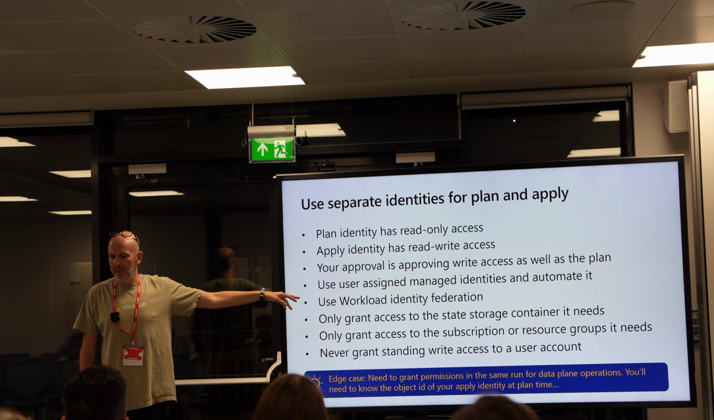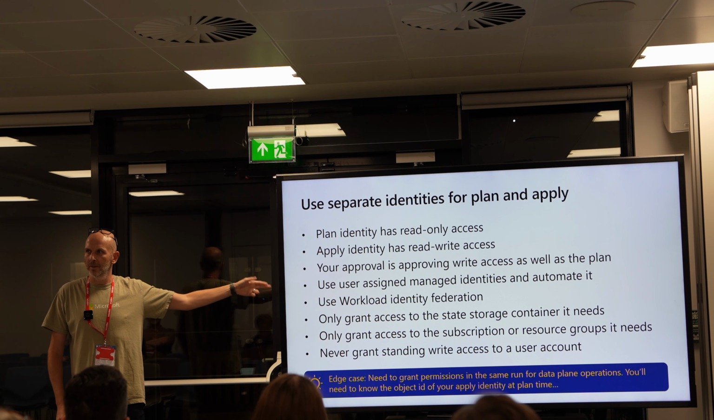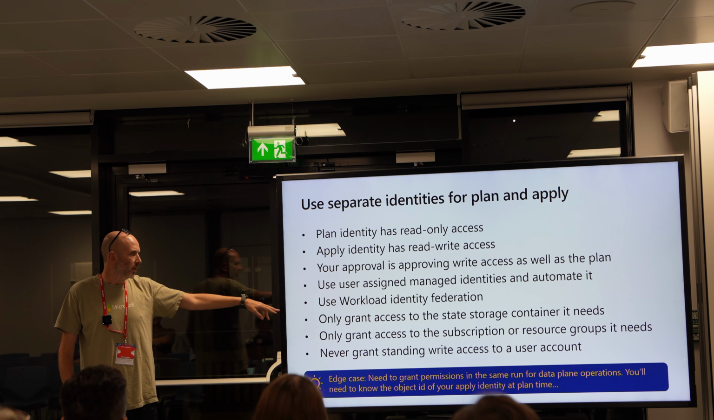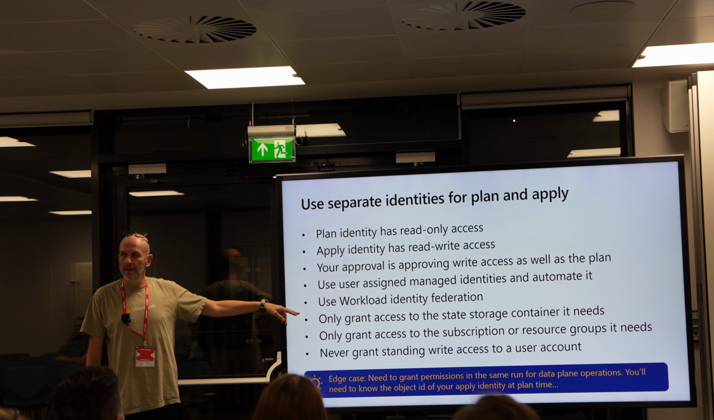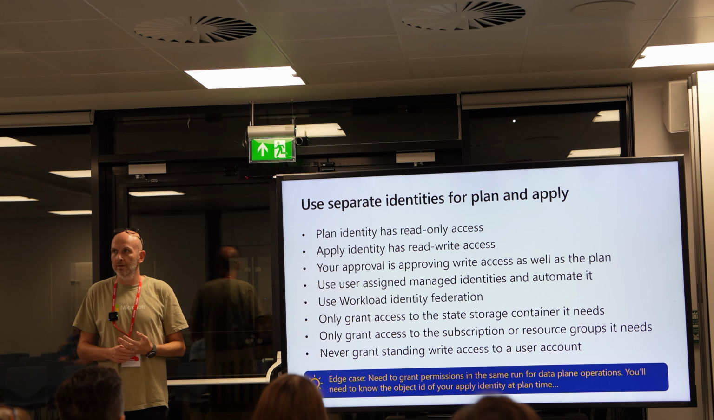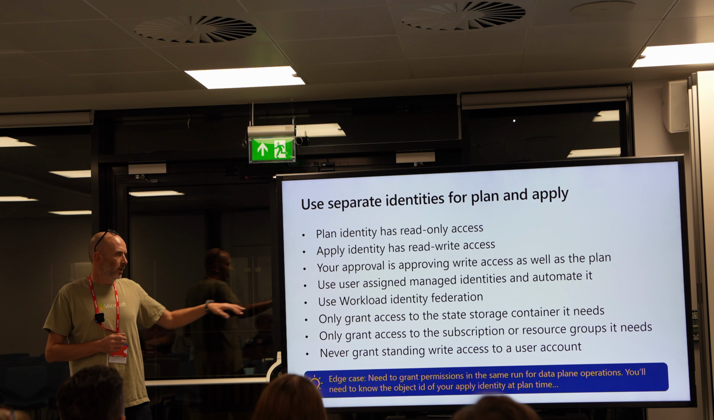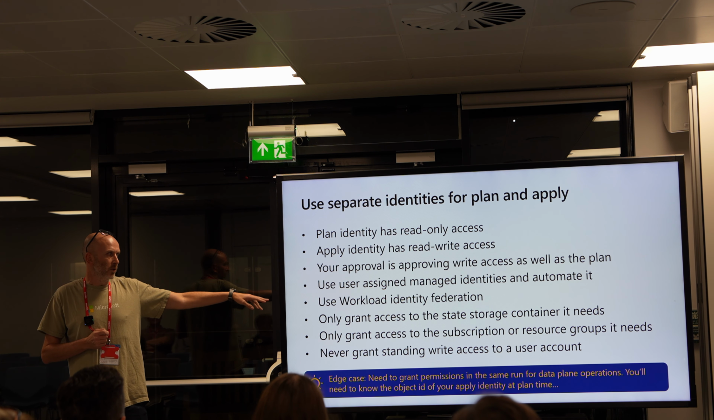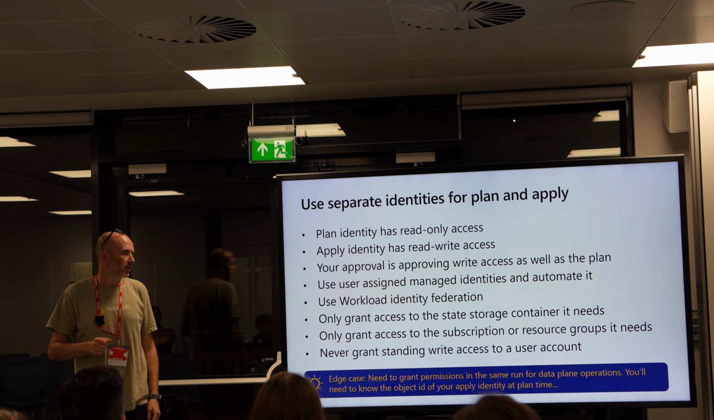I'm just repeating myself here, but use workload identity federation. Don't look at using anything else, just use that. Only grant access in your state file, wherever you're storing your state, assuming you're using blob storage or S3 or whatever. Only grant access to the container it needs. Don't grant access to the full storage account. Just grant access to the container, right?